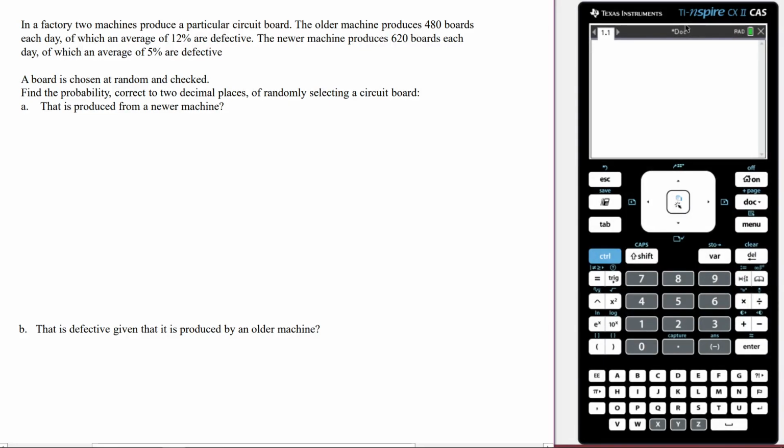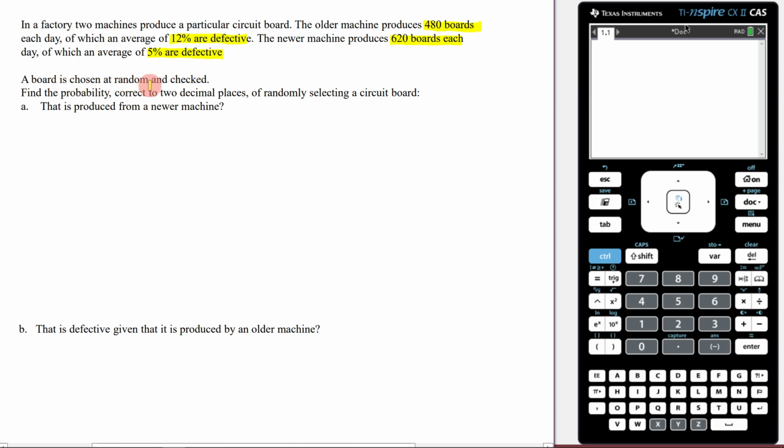Welcome. So we're going to answer this question right here. Let's give it a read. It says, in a factory, two machines produce a particular circuit board. The older machine produces 480 boards each day, of which on average 12% are defective. The new machine produces 620 boards each day, of which an average of 5% are defective.